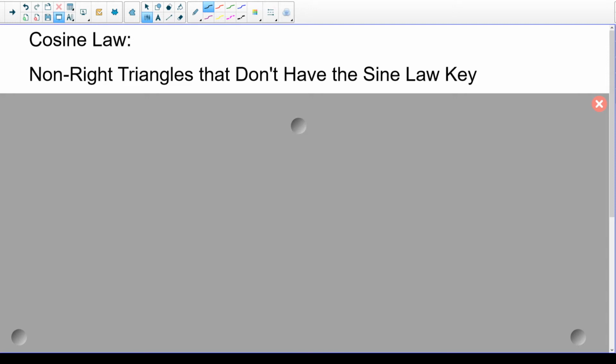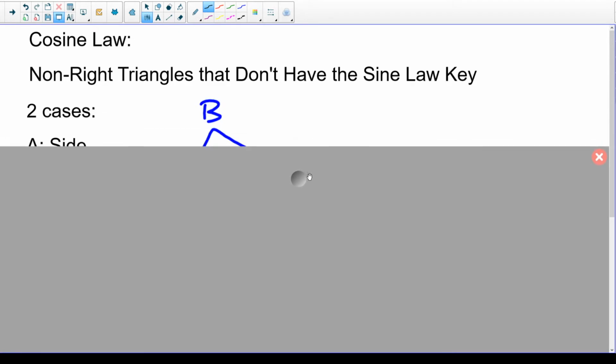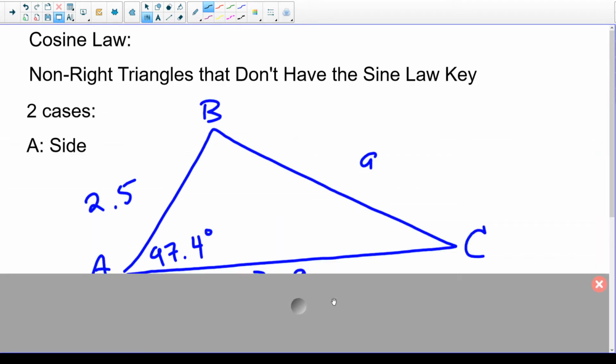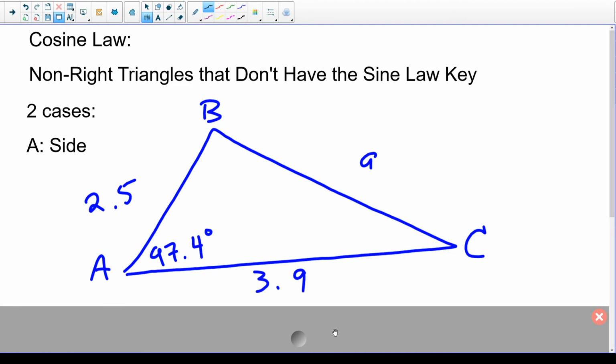So, what is the cosine law? When you have a non-right angle triangle that doesn't have the sine law key, you have to use the cosine law. Now there are two cases of that. We're going to start with the first case. So here's an example of the first case.